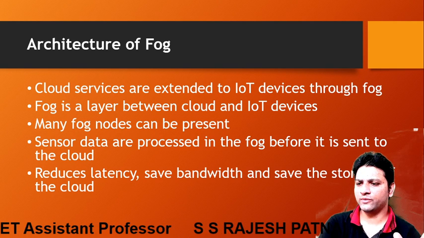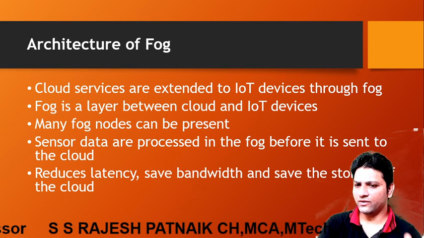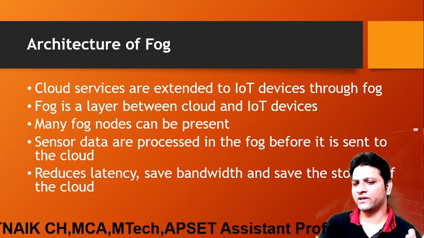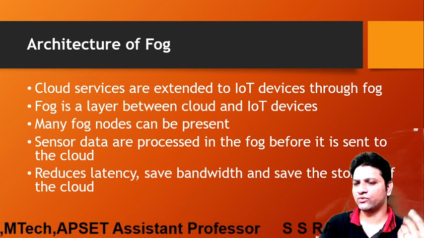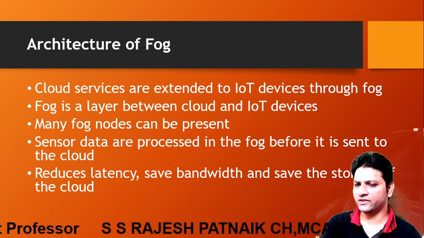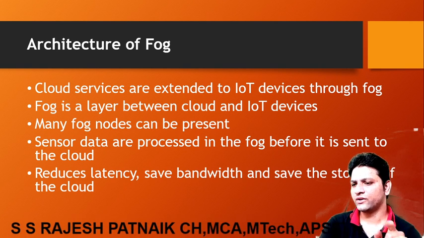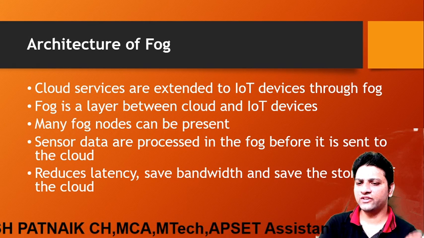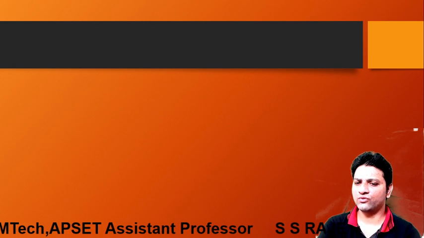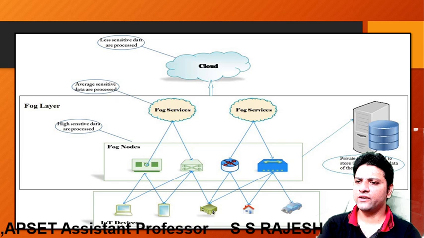Sensor data are processed in the fog before it is sent to the cloud. So that means if the data is very important, then only we are going to send it. Processing is done in the fog only, not in the cloud. It reduces the latency, saves bandwidth, and saves the storage of the cloud. Okay. So this is the architecture.